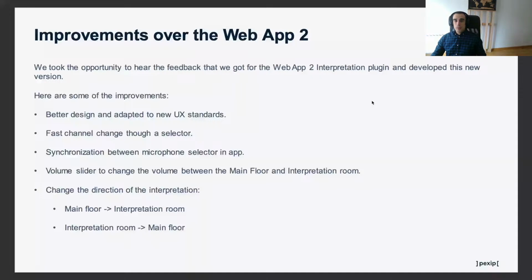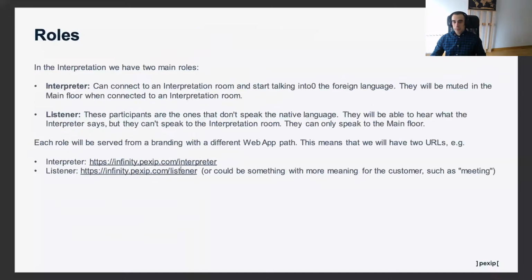So in this plugin, we have 2 different roles. The interpreter, who is listening to the main floor and translating to another language in the interpretation room, and the listener. The listener by default is only somebody that is only hearing what the interpreter is saying, nothing else. But in any case, he could also speak. He could speak to the main floor or to the interpretation room. It depends on the case.